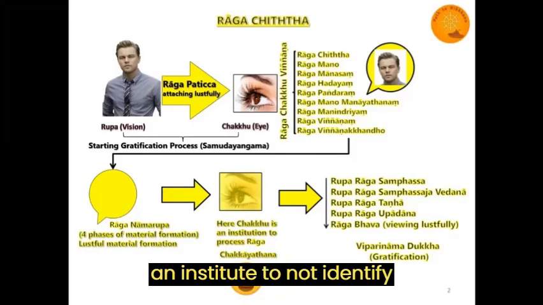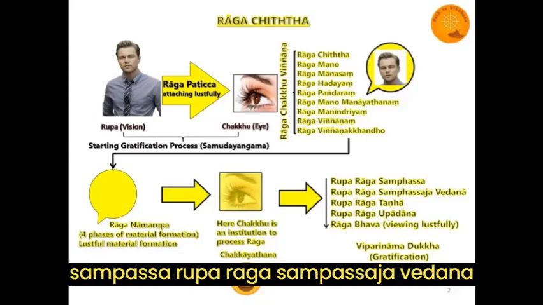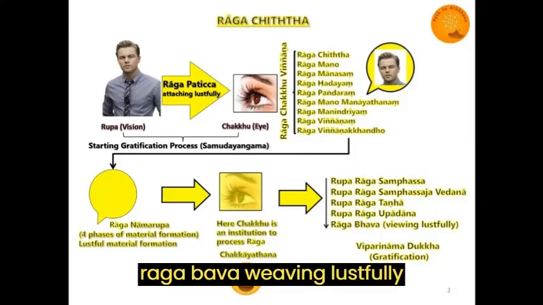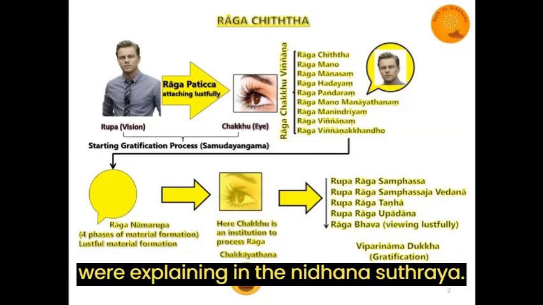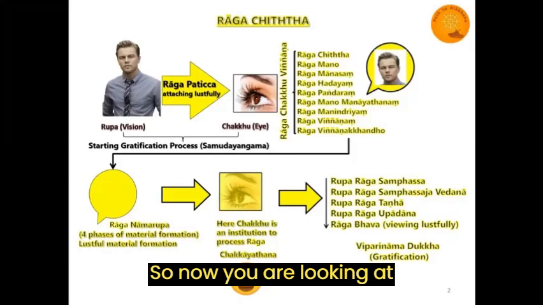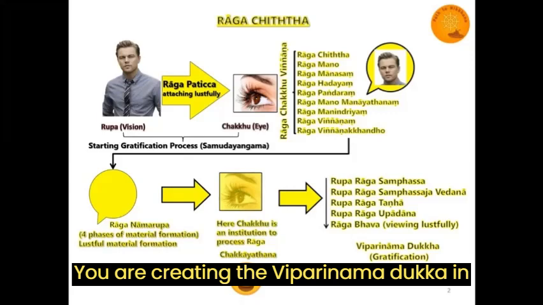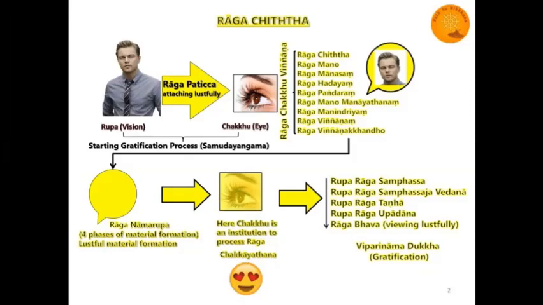Here the chakku is an institute for not identifying. Now it's the process of raga chakkayatana, right? And then rupa raga sampassa ja vedana, rupa raga tanha, rupa raga upadana, raga bhava, living lustfully. Now it's what they were explaining in the Nibbhana Sutra. So now you're looking at it with raga, viparinama dukkha. You're creating the viparinama dukkha in the process as well. This is the gratification, right?